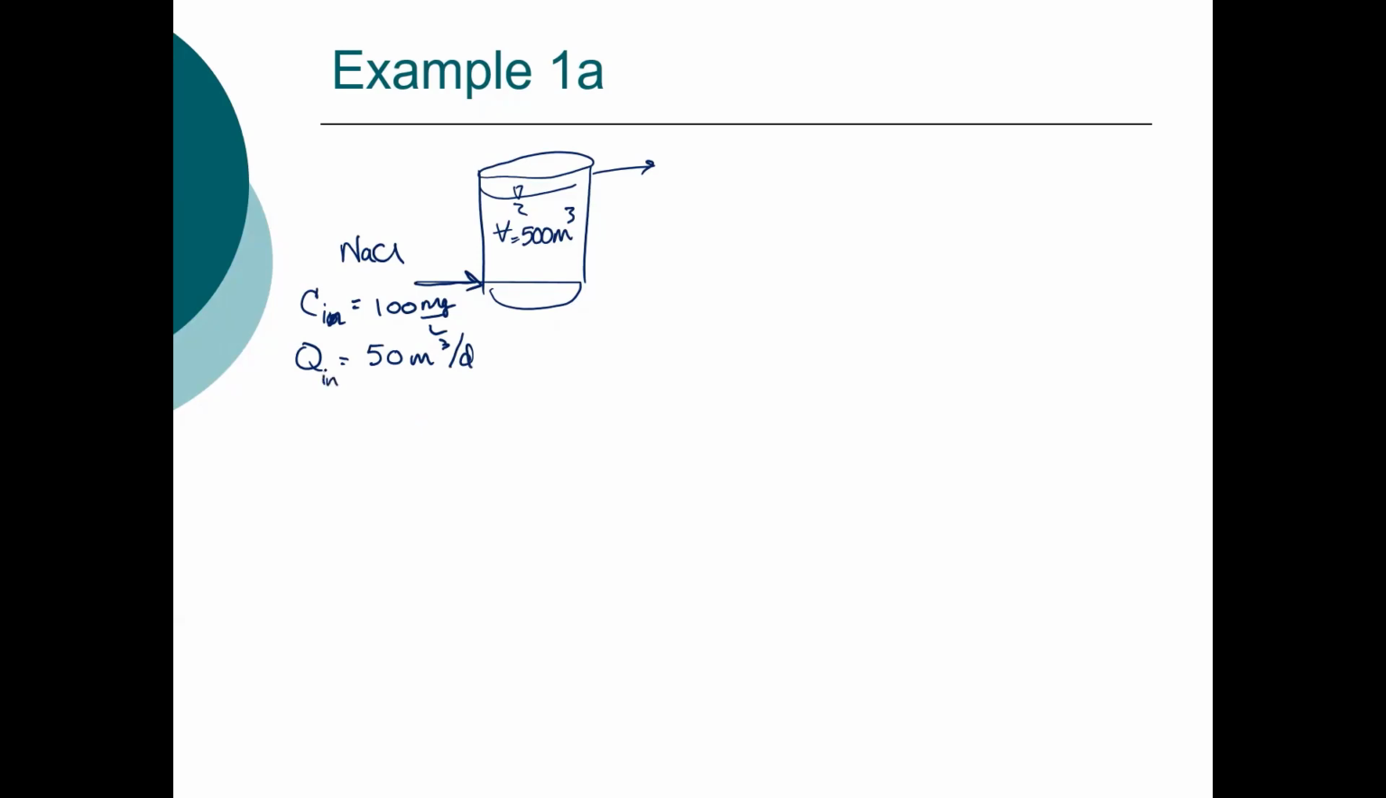So if the volume is constant, group 1, somebody in group 1 got the answer. Since our volume is constant, what is our flow rate out? Somebody from group 1 want to answer?